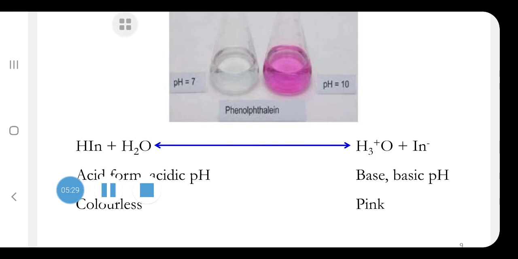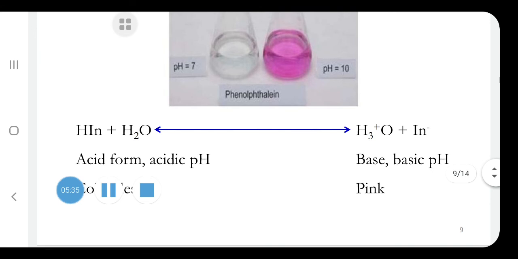So why is it colorless in acidic pH? Since this is a weak acid, the dissociation of the indicator into H plus and free indicator is suppressed by the presence of a common ion, H plus, which is furnished by the acid in your conical flask.